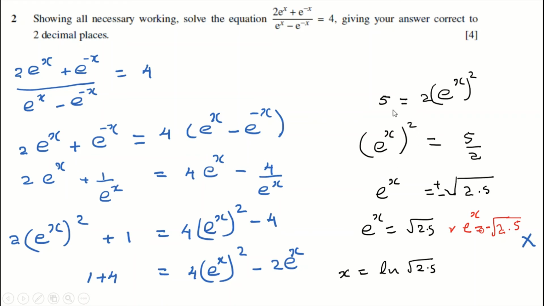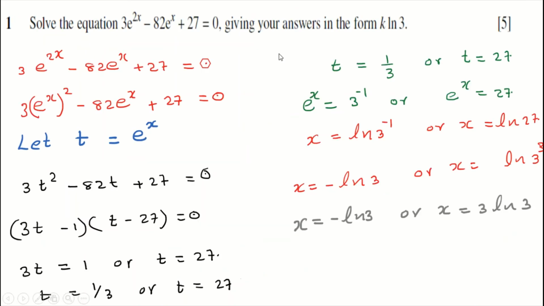And then 5, left hand side is equal to 5, and right hand side is 2 e to the power x squared. So e to the power x squared is equal to 5 over 2. e to the power x is equal to plus or minus root 2.5. e to the power x is equal to root 2.5 or e to the power x is equal to minus root 2.5. This minus root 2.5 is an invalid answer, so this will never happen. Therefore x is equal to ln root 2.5. We got another equation of e to the power x to be solved.